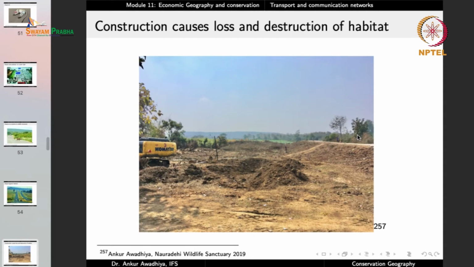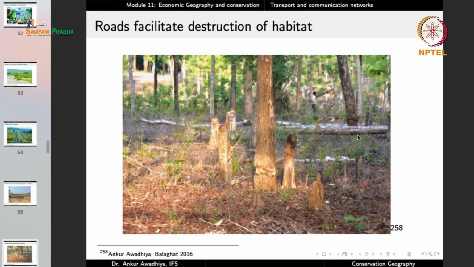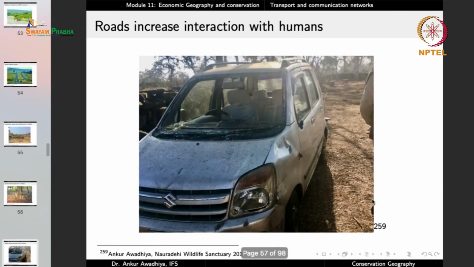Construction of roads and other linear infrastructure often causes lots of loss and destruction of habitat. You have to cut trees, you have to fill up land, you have to do a lot of earthwork. Once the roads have been constructed, they facilitate the destruction of habitat because they permit access into wildlife areas. People can get inside to cut trees, to girdle trees. People can get inside to poach animals, hunt animals. People can get inside to graze their animals, resulting in habitat displacement.